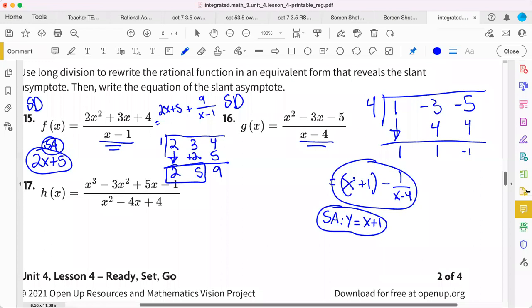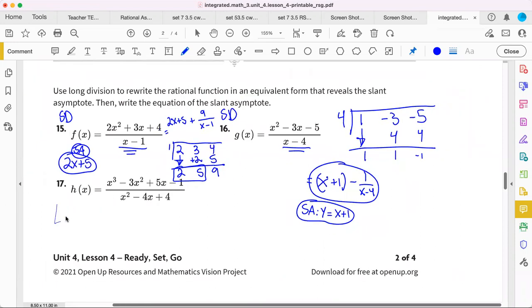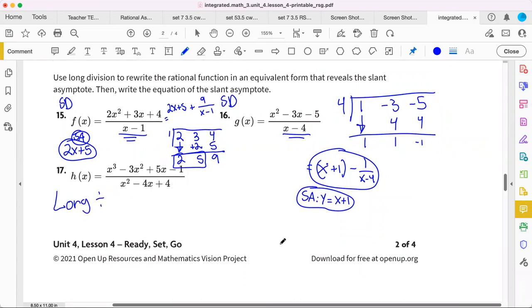Hopefully you got something like this for 16. It should work. There's the slant asymptote where y equals x plus 1, and then this would be the quotient and remainder of -1 respectively. Okay, capiche? 17 I'll leave for you. You're definitely going to have to use long division here. I guess you could say I'm being lazy, but I want you to try it out, see what you get.